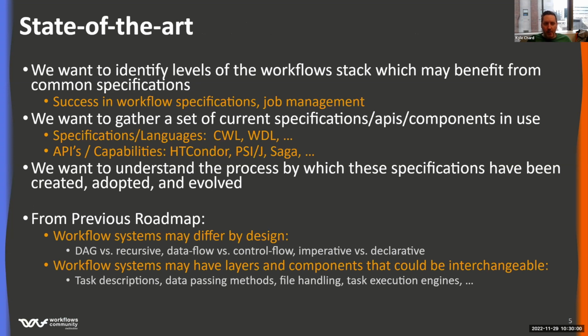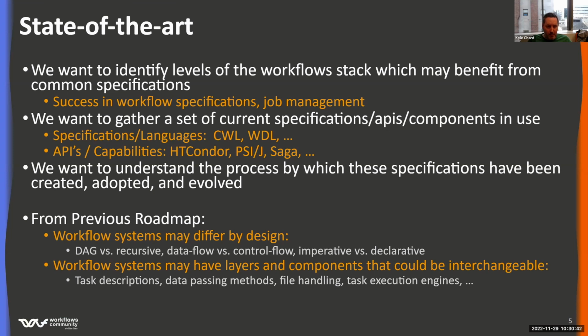In terms of where we are at the moment and our focus today, as I said, we want to identify which layers would benefit from common specifications. As I said, we've seen great success in workflow specifications when you think about CWL, WDL, et cetera. We want to gather a set of current specifications, APIs, and components that are being used. So examples of APIs and capabilities: things like Condor, which is widely used as an execution framework for workflow systems, and Saga and SciJ, which are used to abstract speaking to schedulers. And importantly, we want to understand the process by which these specifications have been created, how they've been adopted, and how they've evolved, because I think that's perhaps even more important than the actual technical contributions.